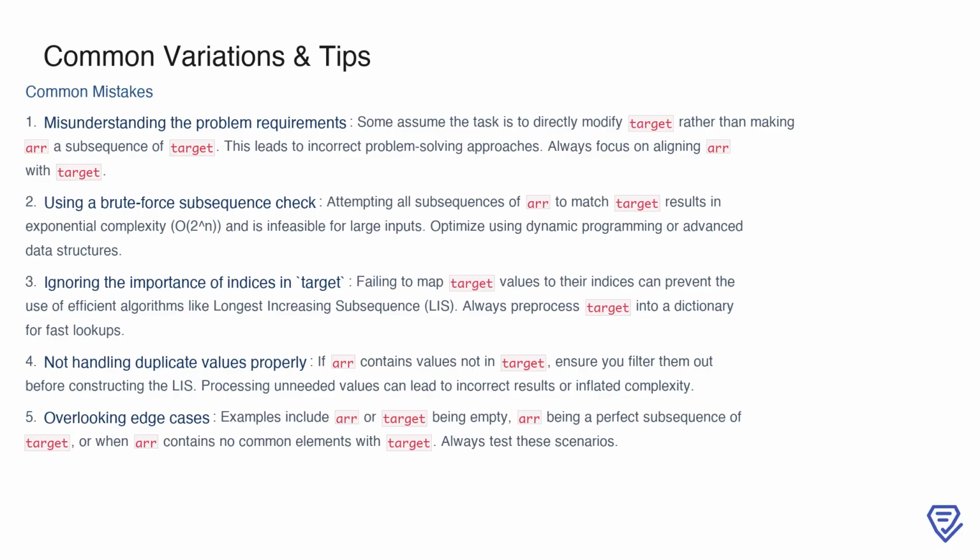Lastly, don't overlook edge cases, such as when ARR or target is empty, when ARR is already a perfect subsequence of target, or when there are no common elements between the two arrays. Testing these scenarios ensures your solution is robust and comprehensive.